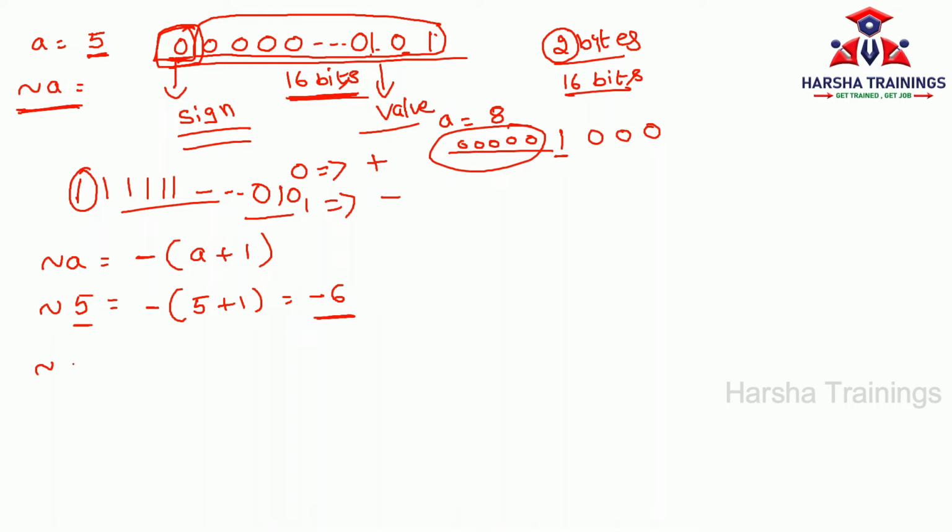Suppose complement of minus 4. That is minus of minus 4 plus 1, that is minus of minus 3. Minus of minus 3 is 3. So this is the complement operation.